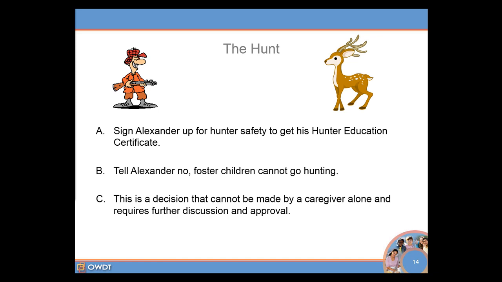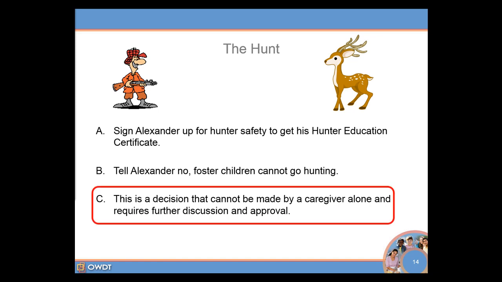Alexander, 12, wants to go hunting with his foster father, who is an avid hunter. What should the foster parents do? A. Sign Alexander up for hunter safety to get his hunter education certificate. B. Tell Alexander no. Foster children cannot go hunting. C. This is a decision that cannot be made by a caregiver alone and requires further discussion and approval.